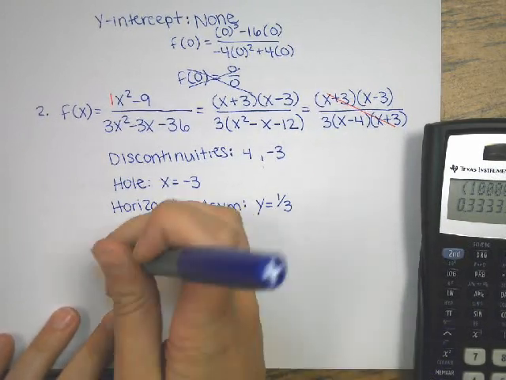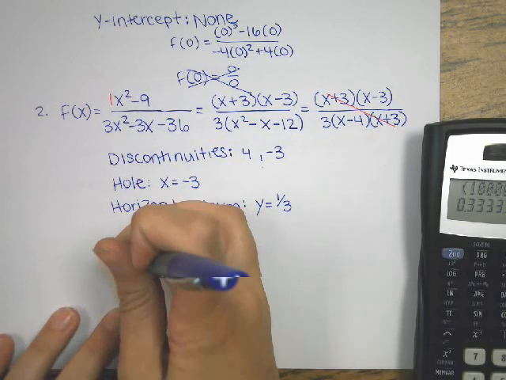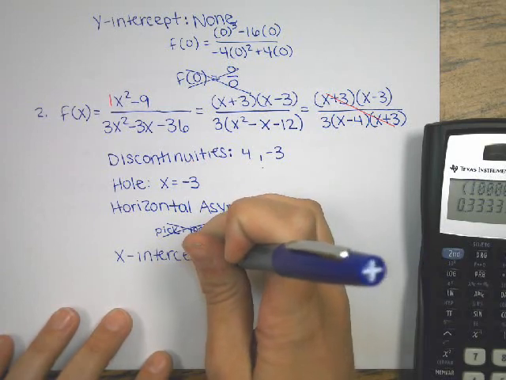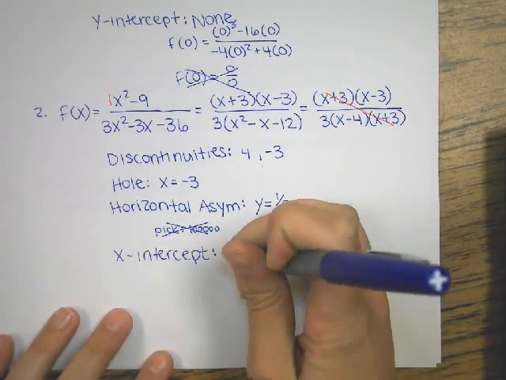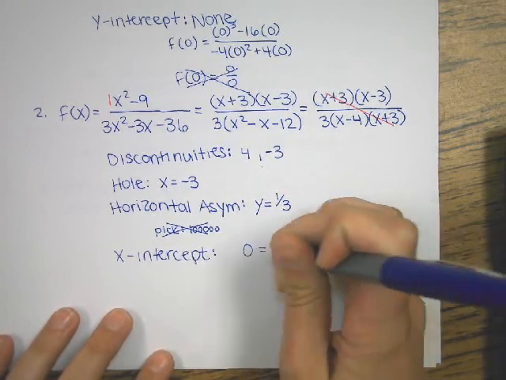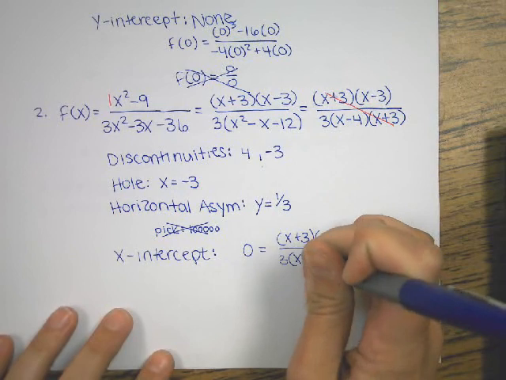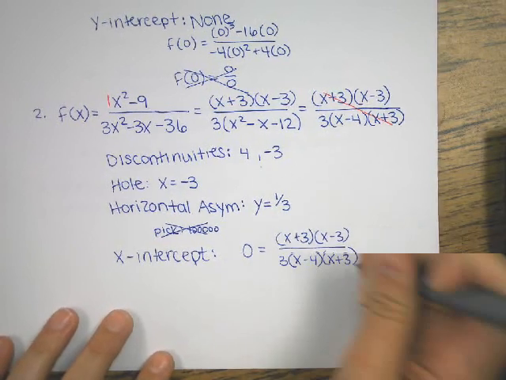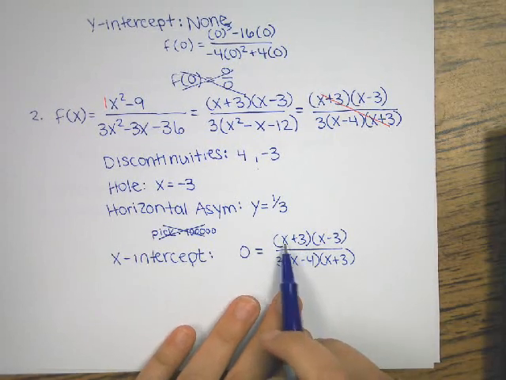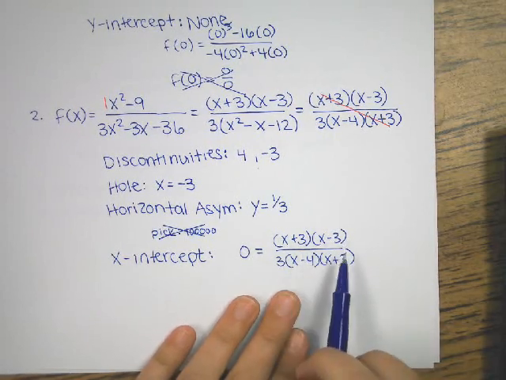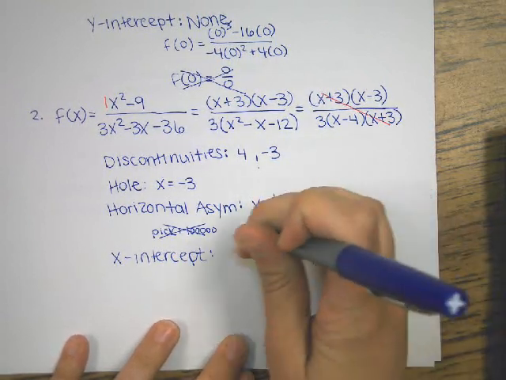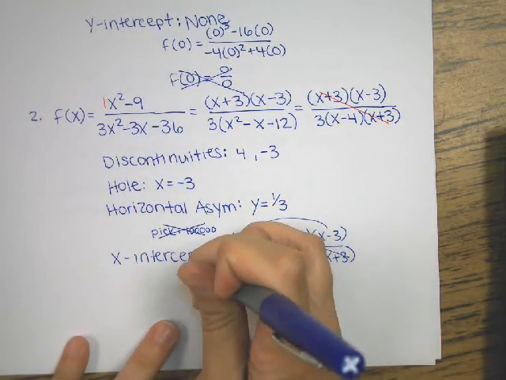All right, the last thing we have to find are the intercepts. So the x-intercepts happen when the function is equal to 0. Now, this would be like 0 equals x plus 3 over x minus 3 over 3, x minus 4, x plus 3. So anything that makes the top 0 but doesn't mess up the denominator. So these would mess up, so we just want to pick this one. So this has an x-intercept at 3.